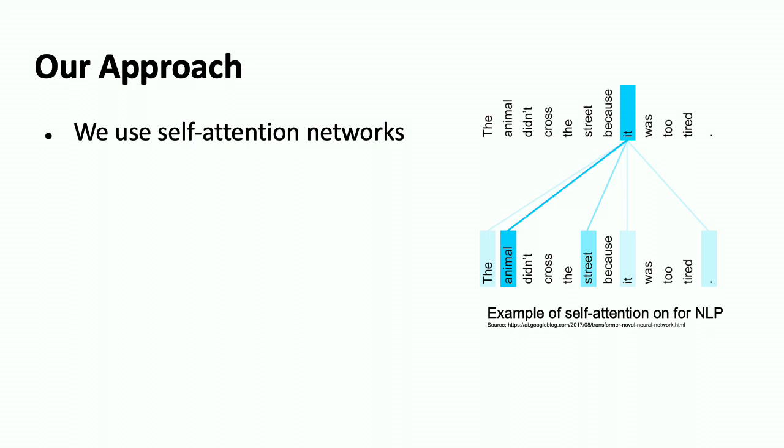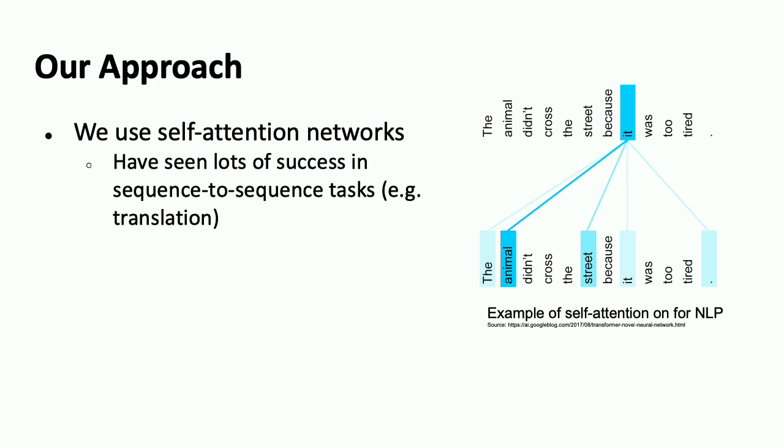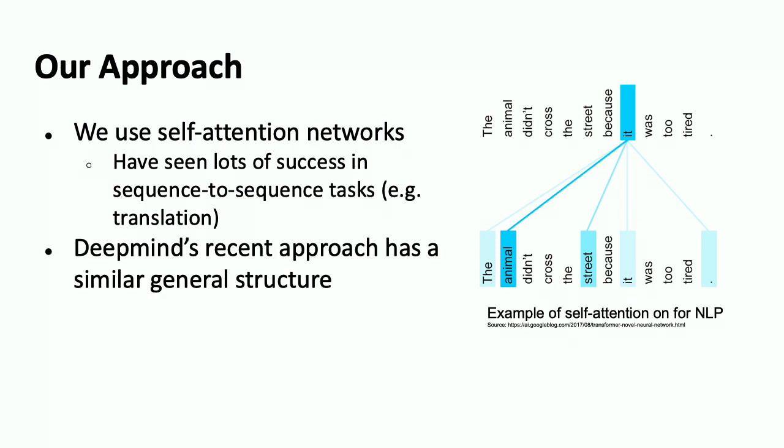So in our approach, we're going to use self-attention networks, which have seen a lot of success in sequence-to-sequence natural language processing tasks. This is an example of self-attention applied to language, where each word can see every word in the input. Our idea is that if each amino acid can look and pay attention to every other amino acid, then you can learn better and better global relationships between different amino acids.